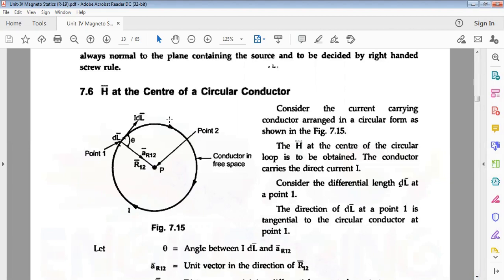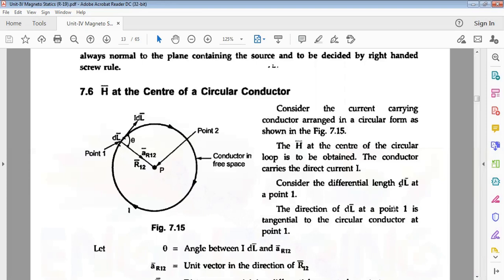Previously we found H bar for a current carrying long straight conductor. Now that same long straight conductor is made into a circuit. H bar at the center of the circular loop is to be obtained. The conductor carries a direct current I. Take a small differential length, a differential phi. Because the same straight long conductor, now you can place that as a circle.